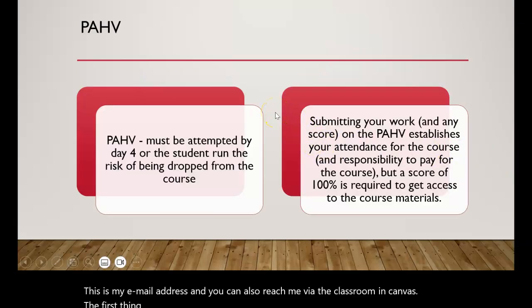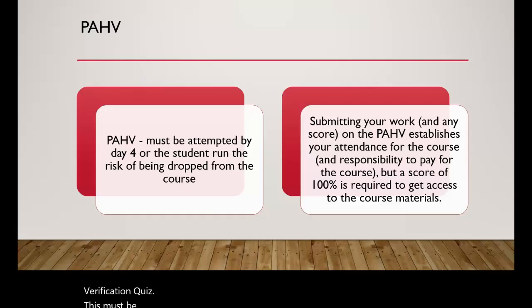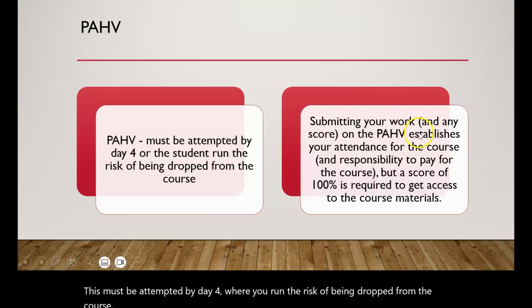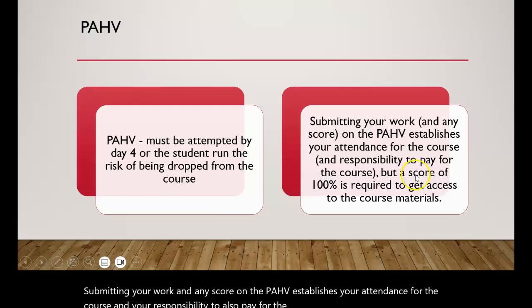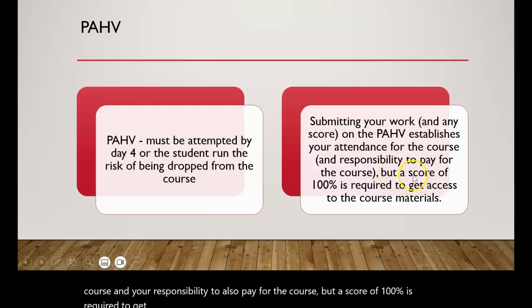The first thing I want to talk about is the PAHV, the Participation Academic Honesty Verification Quiz. This must be attempted by day 4, or you run the risk of being dropped from the course. Submitting your work and any score on the PAHV establishes your attendance for the course and your responsibility to also pay for the course. But a score of 100% is required to get access to your course materials like week 1 and also MyMathLab.